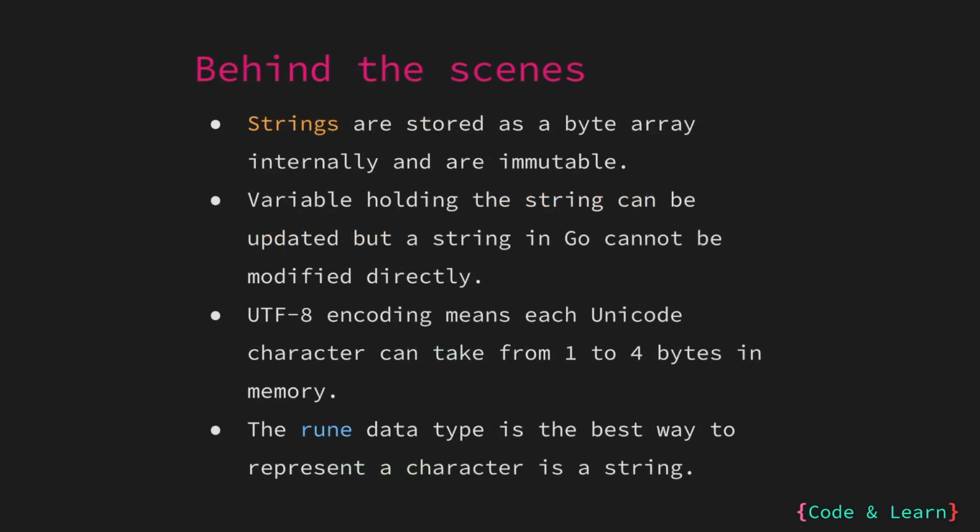Strings are stored as byte arrays in Go and are immutable. We will discuss this more after we have covered arrays in Go. Immutable means we cannot change the string directly. A variable holding a string can be updated with a new string, but you cannot update the content of a string directly, for example, by accessing its memory location and updating it.